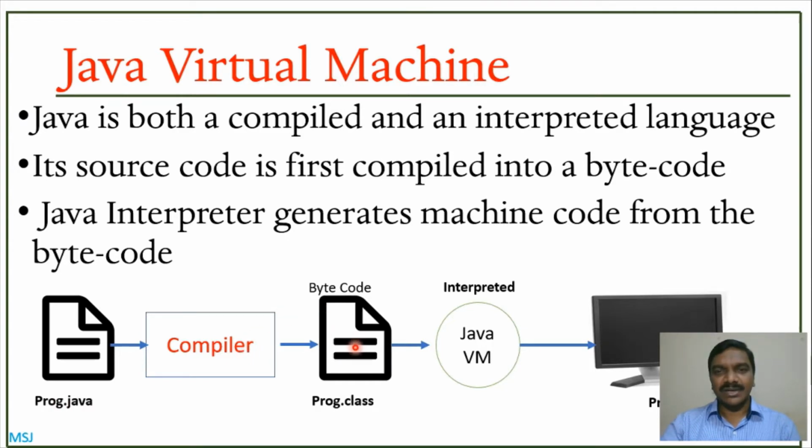Now this .class file is given to the JVM, Java Virtual Machine. This Java Virtual Machine interprets the byte code and generates the machine code so that our computer or the processor may execute the code. Now the Java interpreter generates machine code from the byte code. So this is the work of the JVM. The JVM's work is to take the byte code as input and generate the machine code.